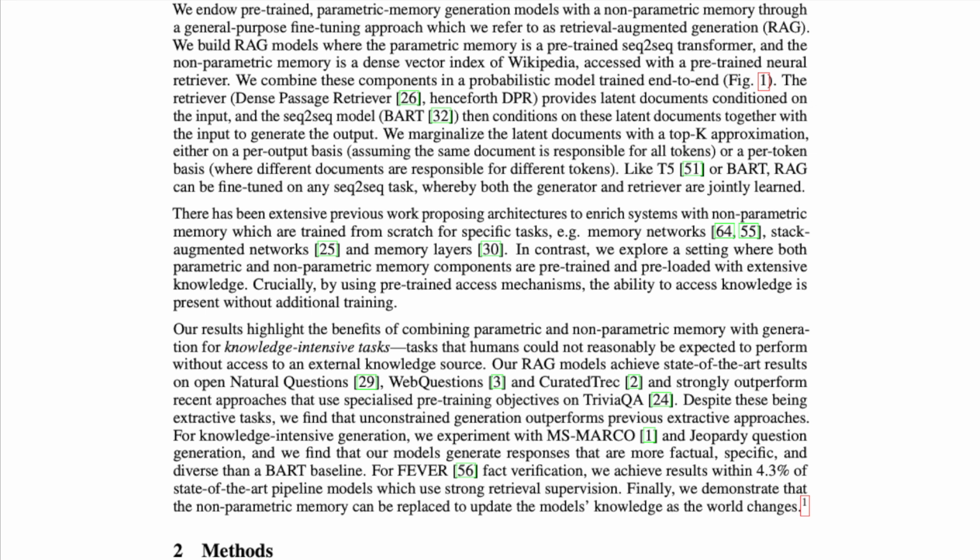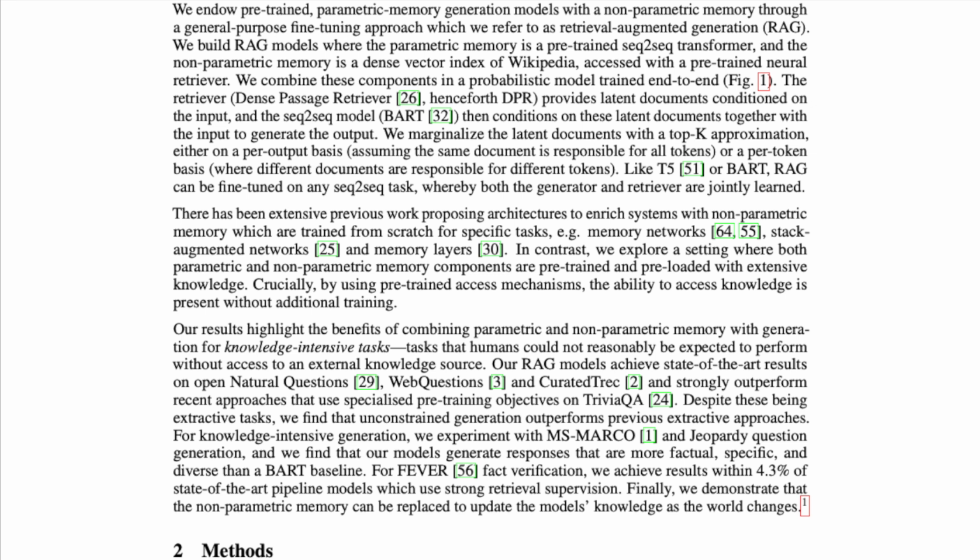Our results highlight the benefits of combining parametric and non-parametric memory with generation for knowledge-intensive tasks that humans could not reasonably be expected to perform without access to an external knowledge source. Our RAG models achieve state-of-the-art results on open Natural Questions, WebQuestions and CuratedTrec, and strongly outperform recent approaches that use specialized pre-training objectives on TriviaQA. Despite these being extractive tasks, we find that unconstrained generation outperforms previous extractive approaches.